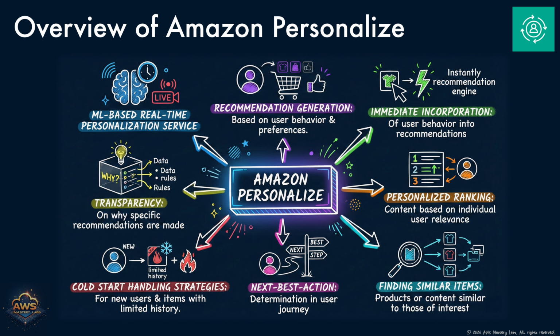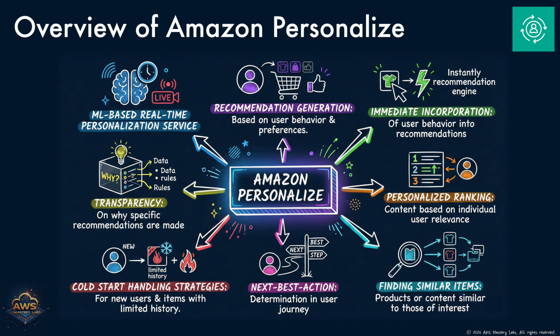Going further, Personalize enables next best action determination, which helps guide users along optimal journeys, like suggesting the next video to watch or the right article to read based on their recent behavior. It also tackles the cold start problem, using algorithms that make effective recommendations for brand new users or newly added items, even with limited data. Finally, explainable recommendations bring transparency to the table. This helps you understand and even show users why a particular item was recommended, building trust and clarity into the experience.